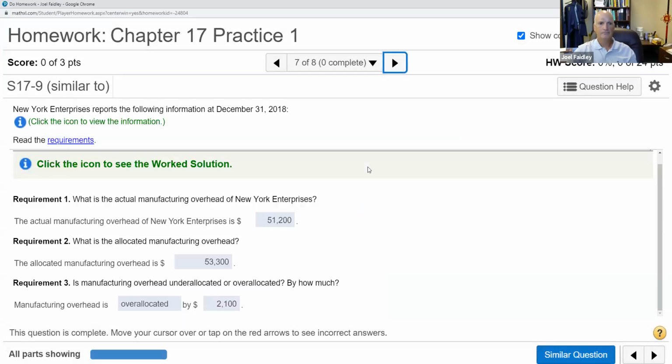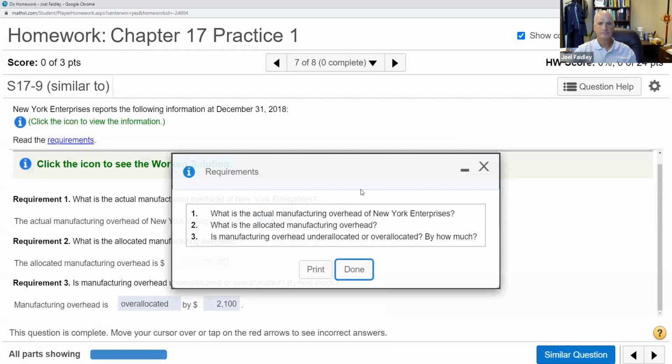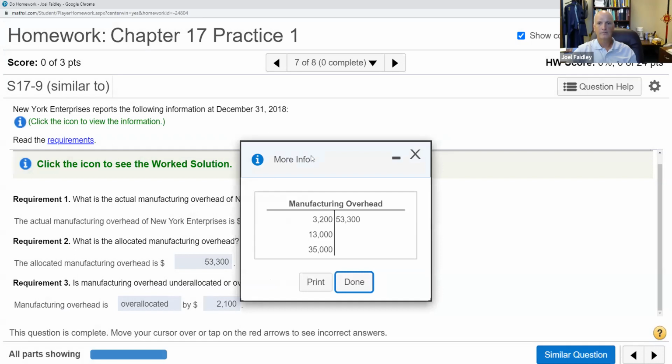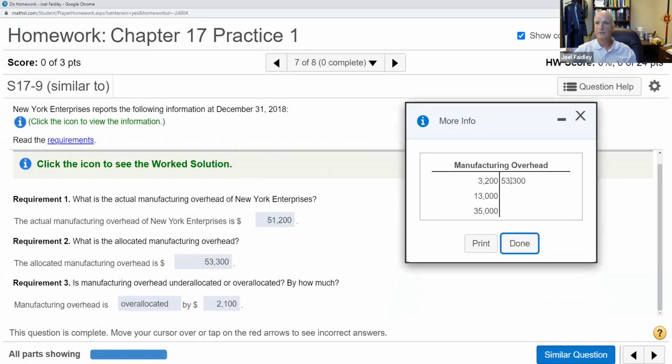Number 7. I guess that's already there, so let me click on this. All right, so there we got a manufacturing overhead. So what's going on the left side? Those are actual invoices or paychecks. Right side, 53,300. That's what's been allocated based on a predetermined rate.